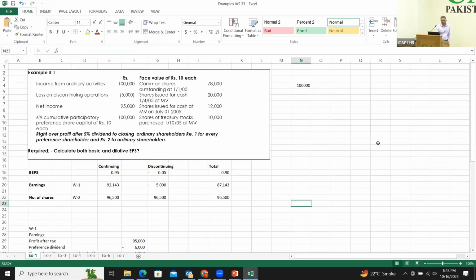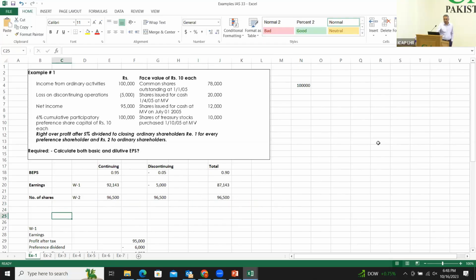Okay, let's have this example. Income from ordinary activities, loss on discontinuing operation, net income, 6% cumulative participatory preference share capital, and then we have common shares, ordinary shares at the start of the year, then shares issued for cash during the year at market value, shares issued for cash at market value, second, and then there are certain shares which have been purchased back during the year, and then we have EPS.